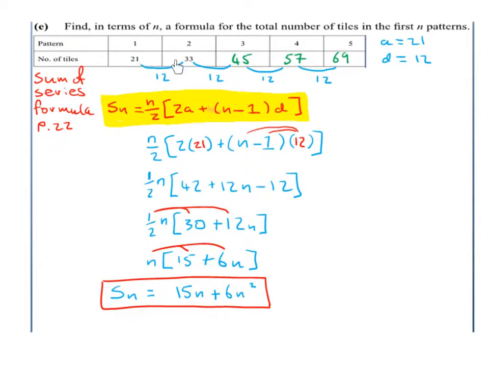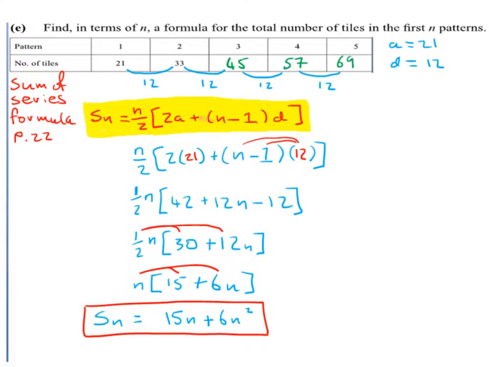So we had already filled in this table. So the first pattern has 21 tiles, the second pattern 33 tiles, the third pattern 45 tiles, the fourth pattern 57 tiles, and the fifth pattern 69 tiles. So we know that a, the first term, is 21, and d, the common difference, is 12.